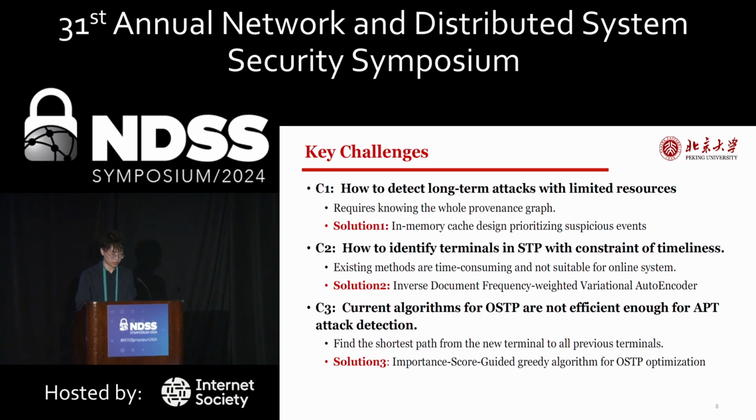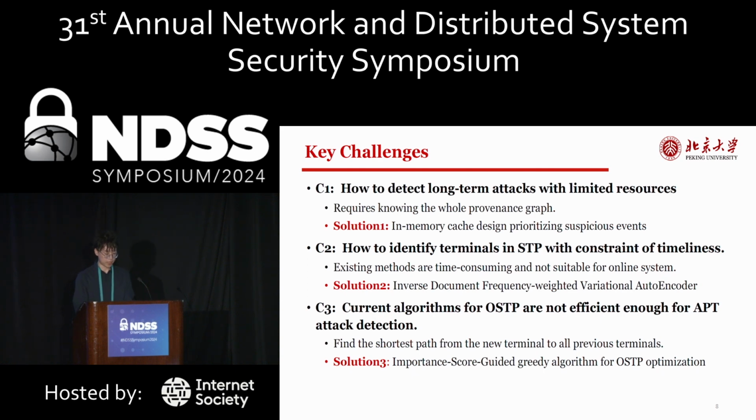The second is to identify terminals in STP with the constraint of timeliness. Existing detection methods depend on intensive random walking and message passing on the provenance graph, but it's too heavy. We propose to use an inverse document frequency weighted variational autoencoder for terminal identification. It embeds process nodes and classifies them.